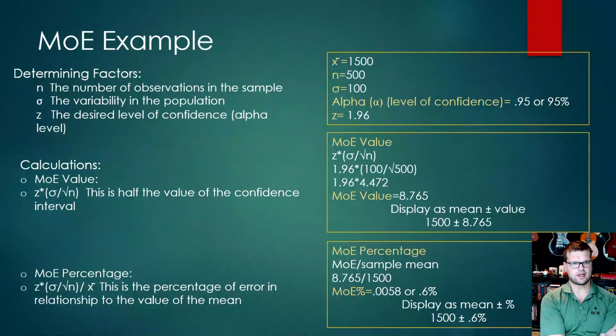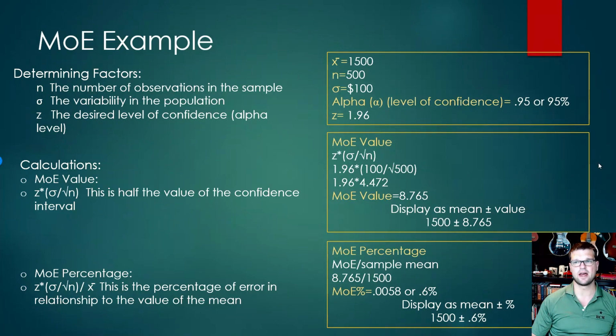So determining factors, like I said, we've got the n, which is the number of observations in the sample. We've got the standard deviation, and we've got the desired level of confidence, which we use with the alpha level. So let's go ahead and document that over on the right-hand side. We've got x bar, which is the mean. So that's 1,500. We need that mean. And then we have n, which is 500, the number in the sample. The standard deviation of $100. And then the alpha of 0.95 or 95%.